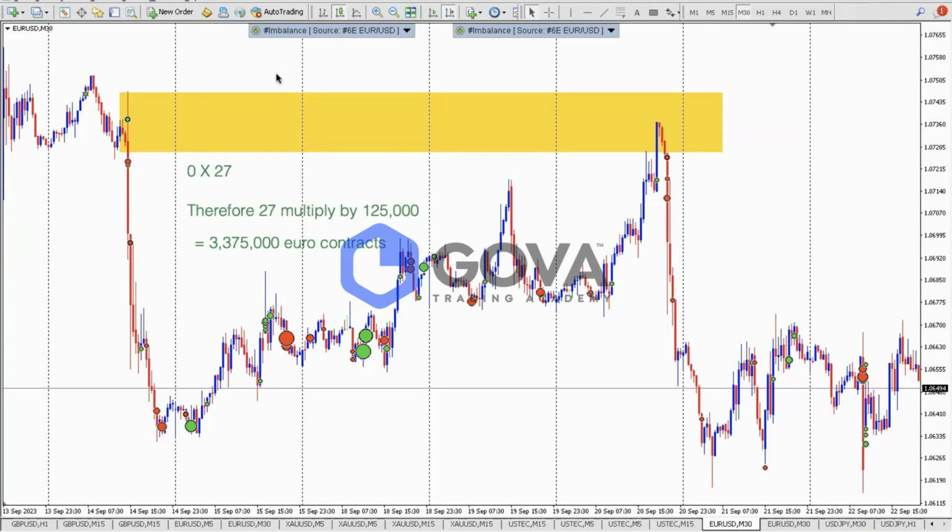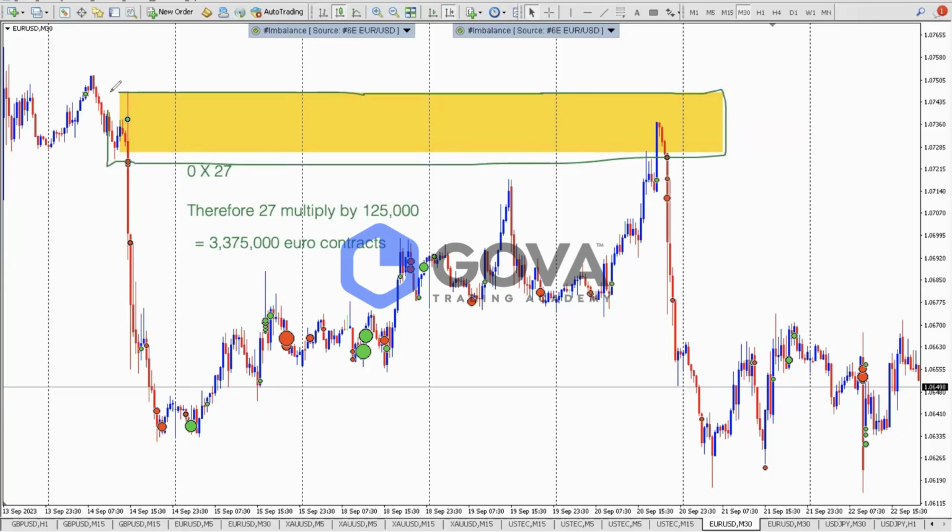So it means that, guys, this supply zone, you see the supply zone highlighted in yellow. This supply zone is highlighted in yellow. It means that this supply zone was traded by the big banks. Big banks are the owner of this formation.